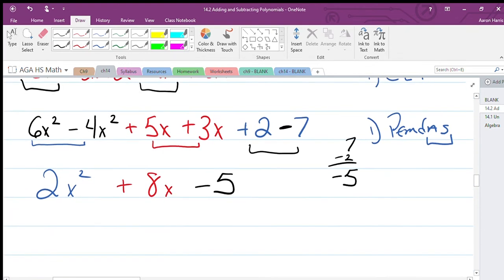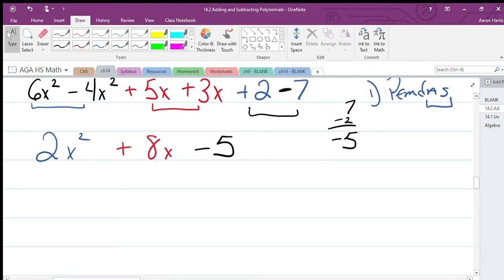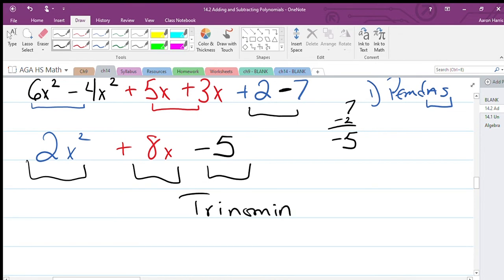Now, remember what we learned before. What is this? How many terms do we have? 1, 2, 3. So I know it's a trinomial. What is the highest power of one of the terms? Well, this is a power of 1. That doesn't have a power. This is a power of what? 2. So I have a second degree trinomial.